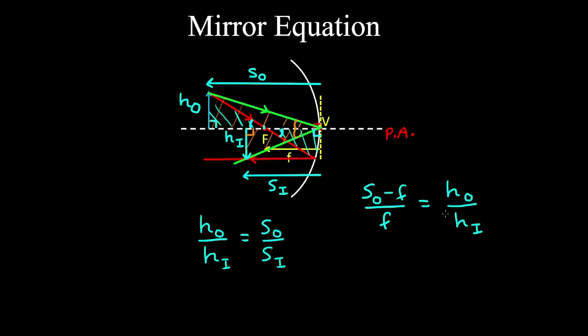And note that this is an approximation, because as we can see, the focus is measured from the vertex, and this right triangle ends here. But it's still a good approximation for a parabolic mirror. So therefore, if we equate these two equations, we get another relationship. S_O on S_I is S_O on f minus 1.